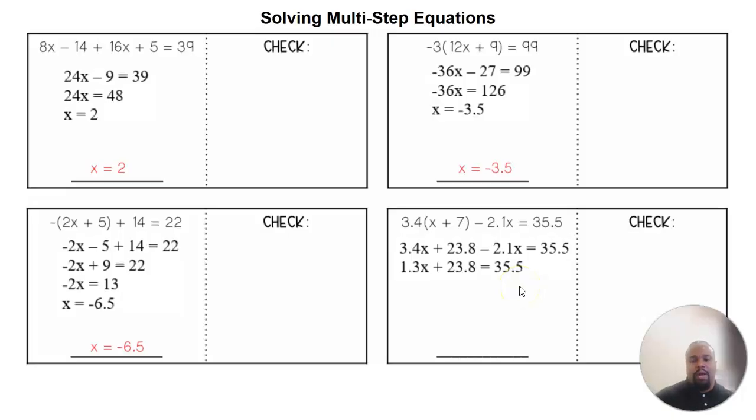Now we have a two-step equation. Subtract 23.8 on both sides. That gives you 1.3x equals 11.7. And then divide both sides by 1.3. And then 9 will be our solution. Okay.